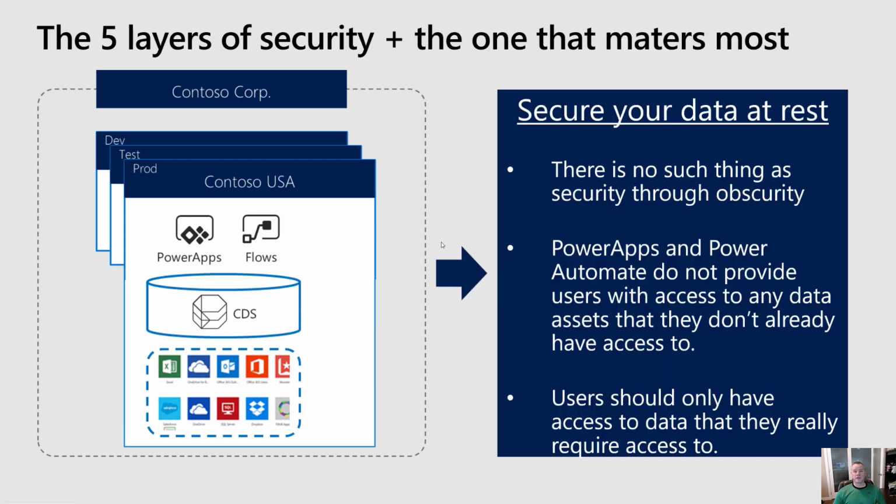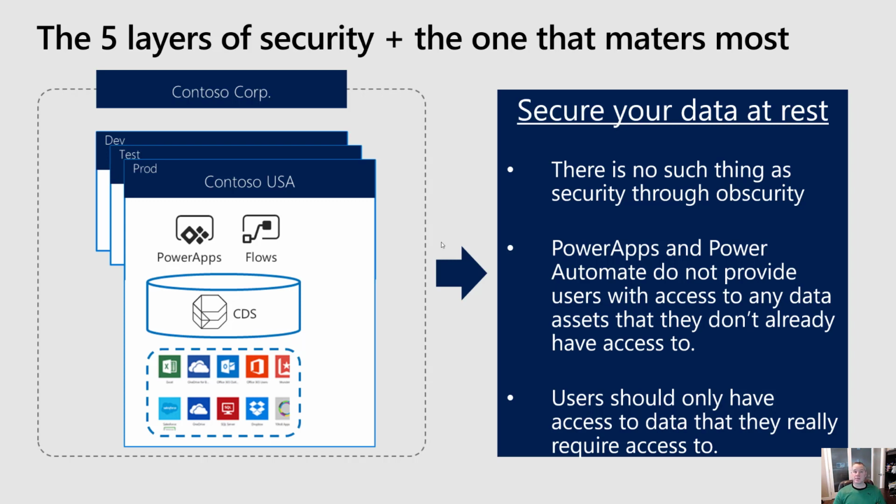Now, most importantly is, beyond the 5 layers that we just talked about, the one that matters the most is that your data is still secure in your endpoint. So for example, if I do not have access to CDS or CRM, let's use CRM as an example. I don't have access to CRM. I can't just go ahead and create a flow and use the CDS connector to try to connect to that CRM CDS instance. It's just not going to happen.